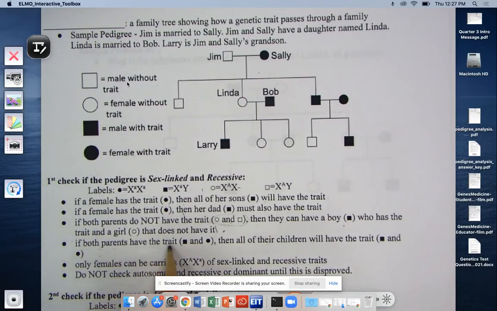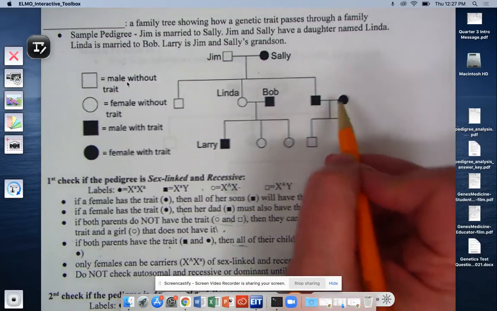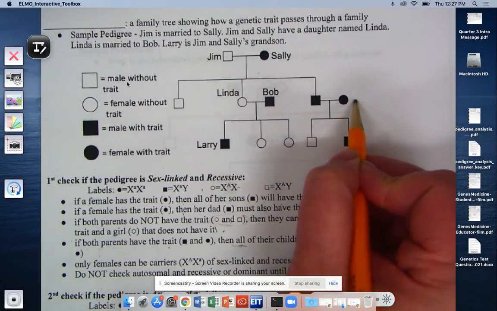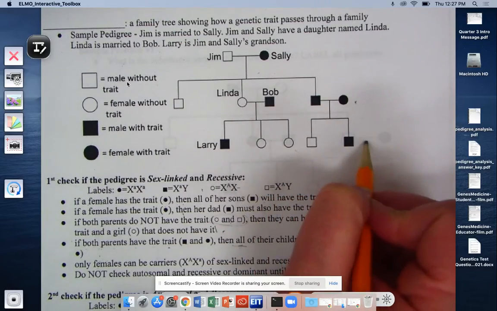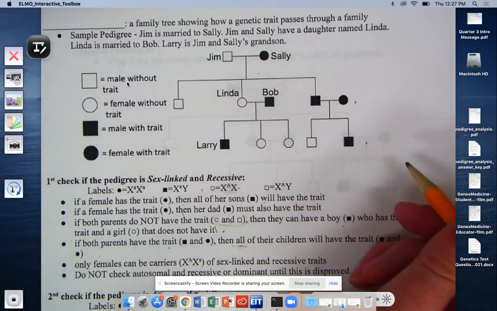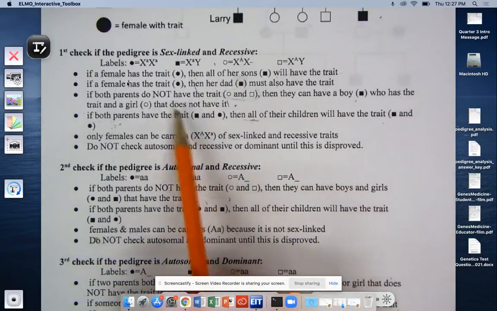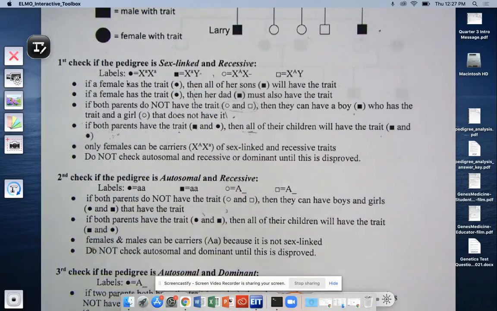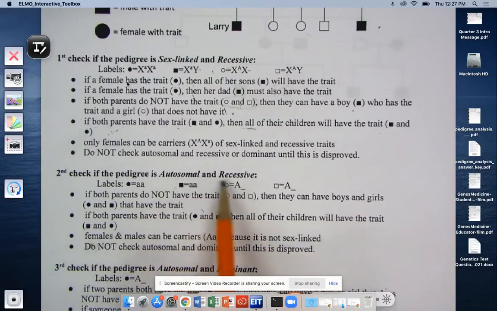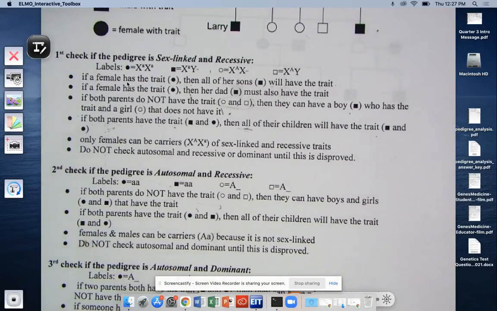If both parents have the trait, so this and this, then all of their children will have the trait. So both parents have the trait. All of their children, no. So we found a no. This is a no. If this is a no, we move on. So it's not sex-linked and recessive. So now we try autosomal and recessive.